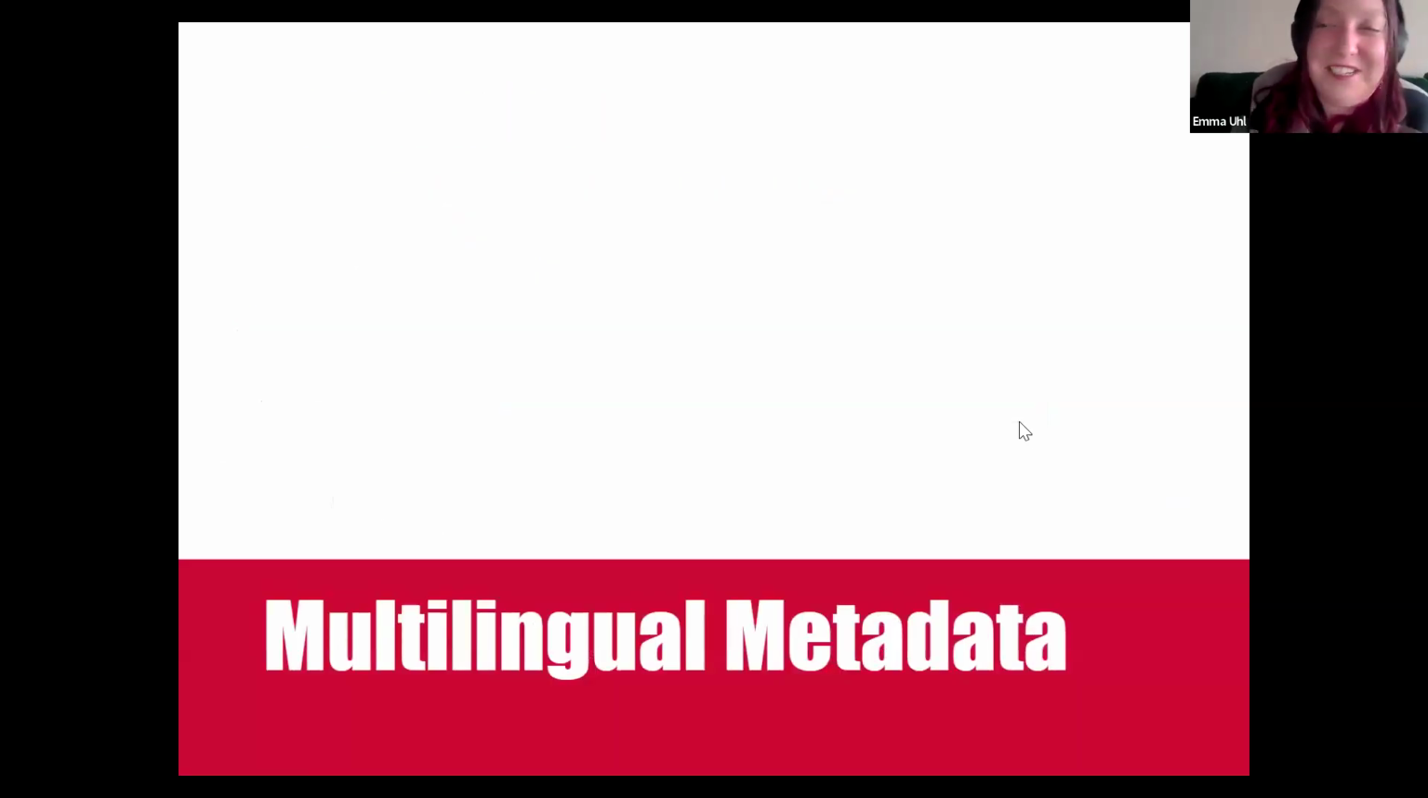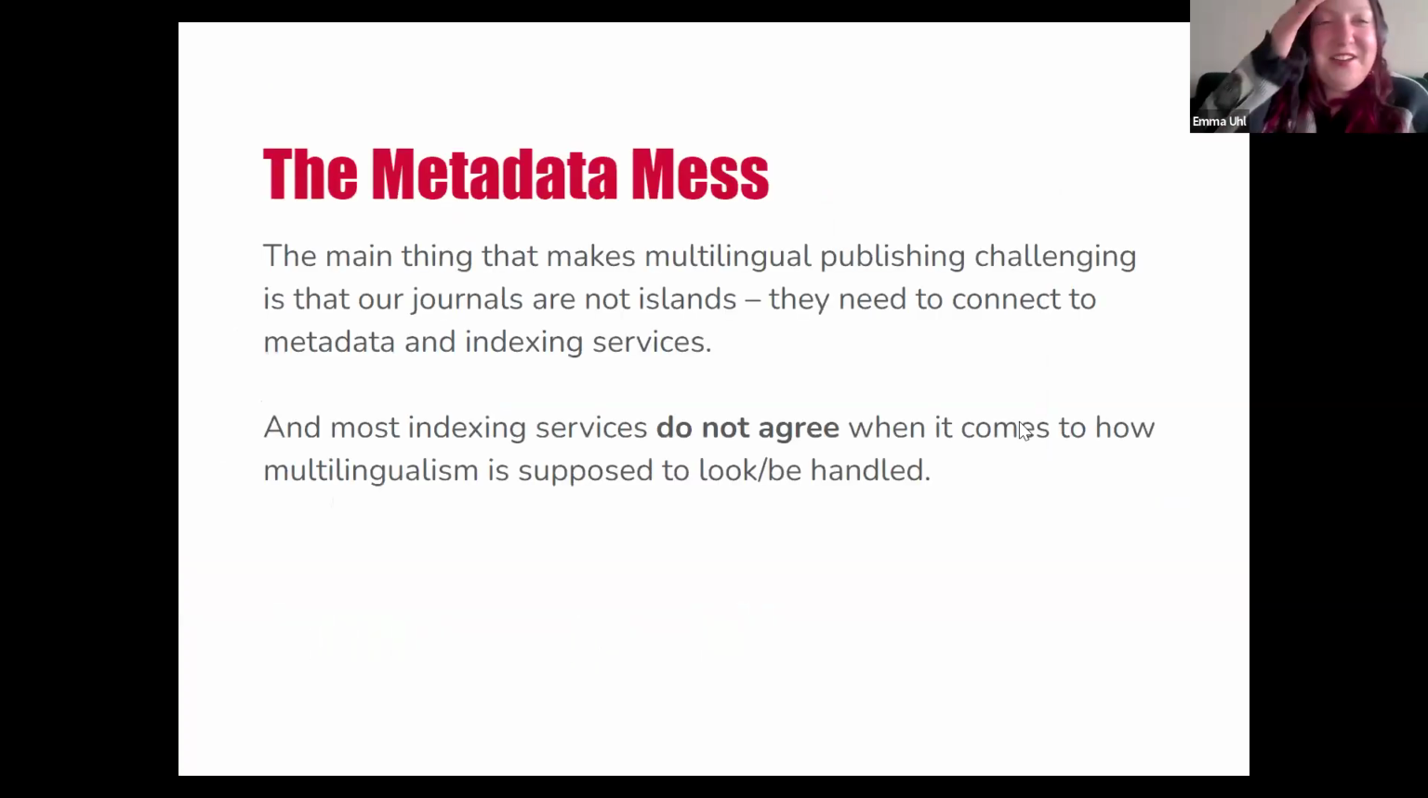Okay, next one is multilingual metadata. Just to make it clear, the main thing that makes multilingual publishing so challenging in the current climate is that journals are not islands. We have to connect to so many other metadata indexing, upstream, and downstream services. And most indexing services have no sort of consensus agreement when it comes to how multilingualism is supposed to be handled or how it's supposed to appear even.